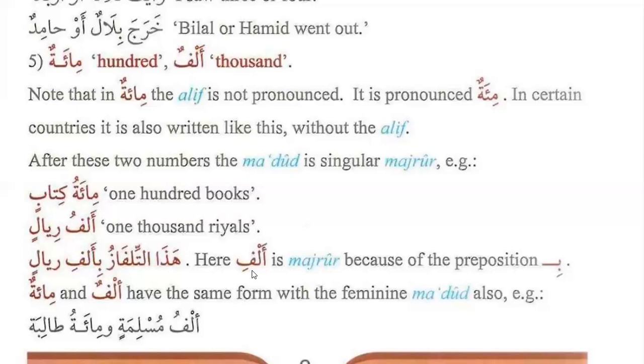Listen again. With 1 and 2, the number and madud are not mudaf, mudaf ilayhi. From 3 to 10, it is mudaf ilayhi, so it will be majrur. From 11 to 99, madud is mufrad mansub, singular mansub. And then for 100 and 1000, madud is singular majrur. So slowly, slowly, you need to memorize all these things.